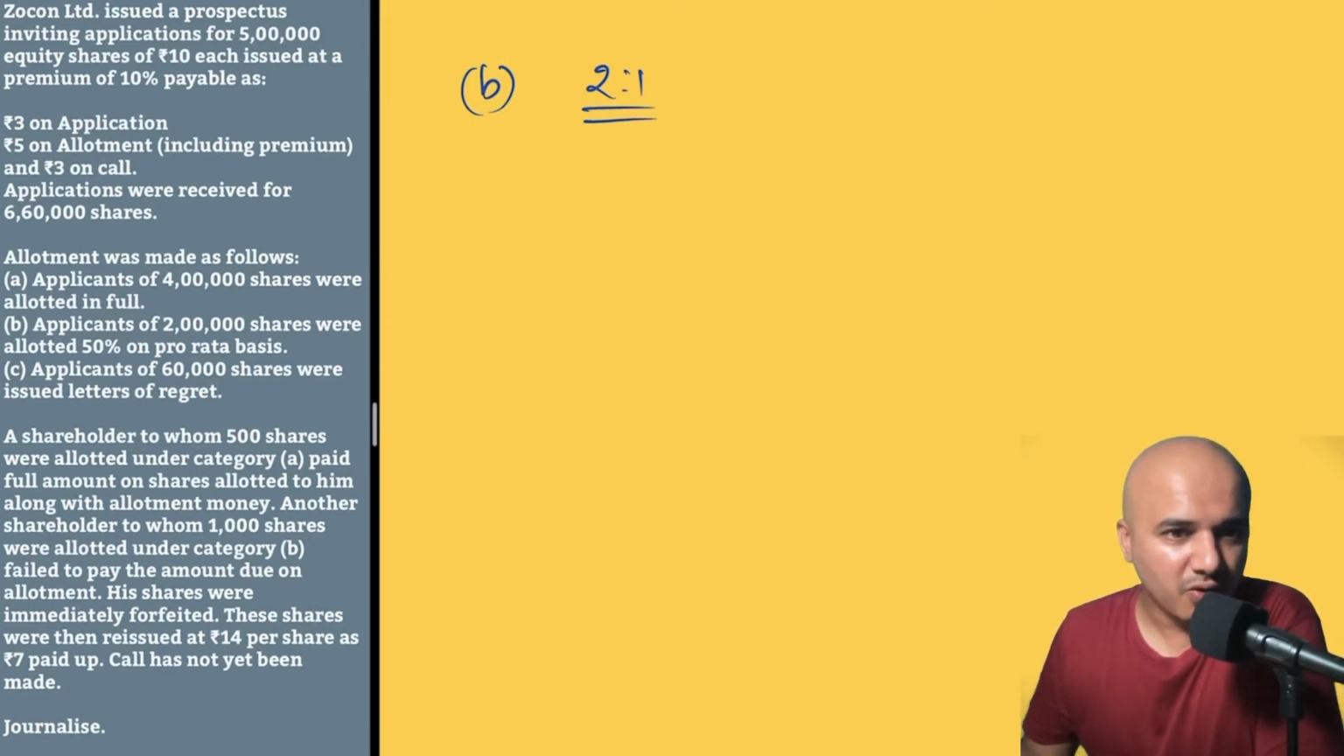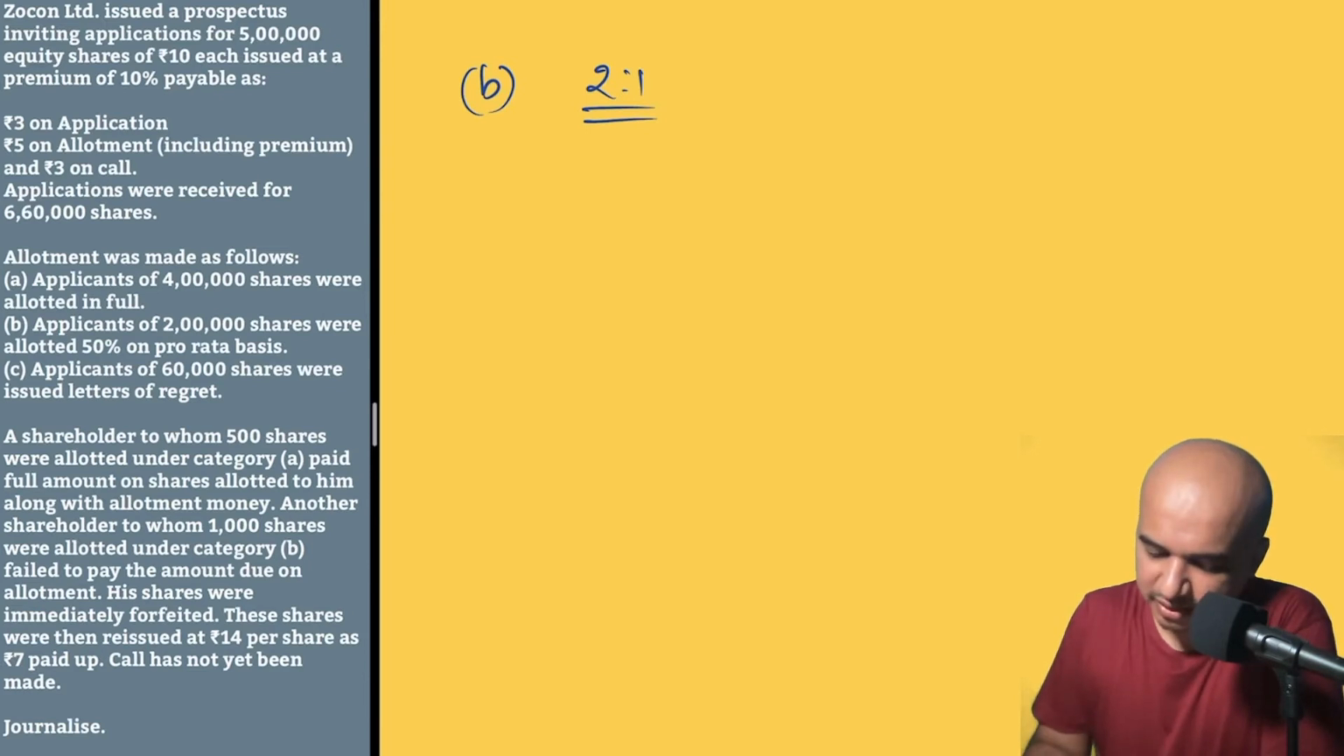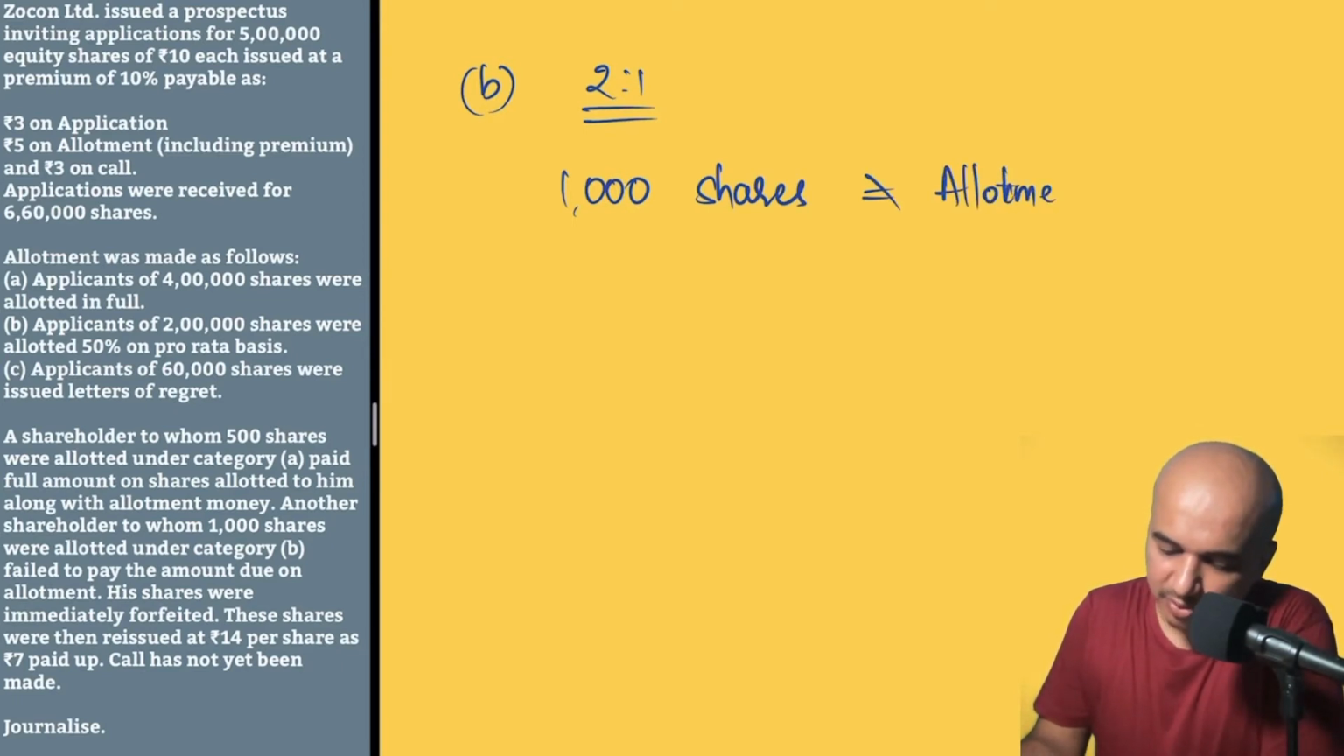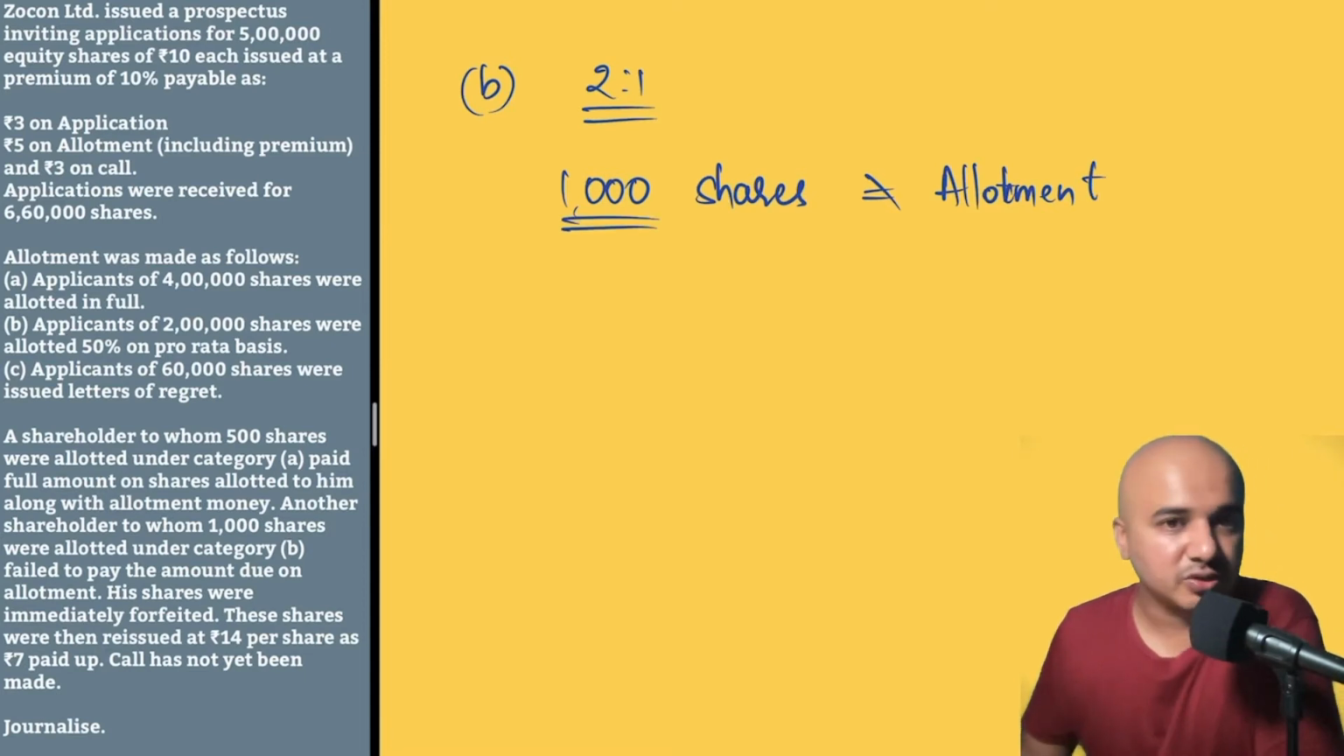Now this fellow, what is he doing? Another shareholder to whom 1000 shares were allotted under category B failed to pay the amount due on allotment. So that means he has 1000 shares and he has not paid the allotment money. So this allotment money, whatever was due towards those 1000 shares, we haven't received at all. And what did we do? His shares were immediately forfeited.